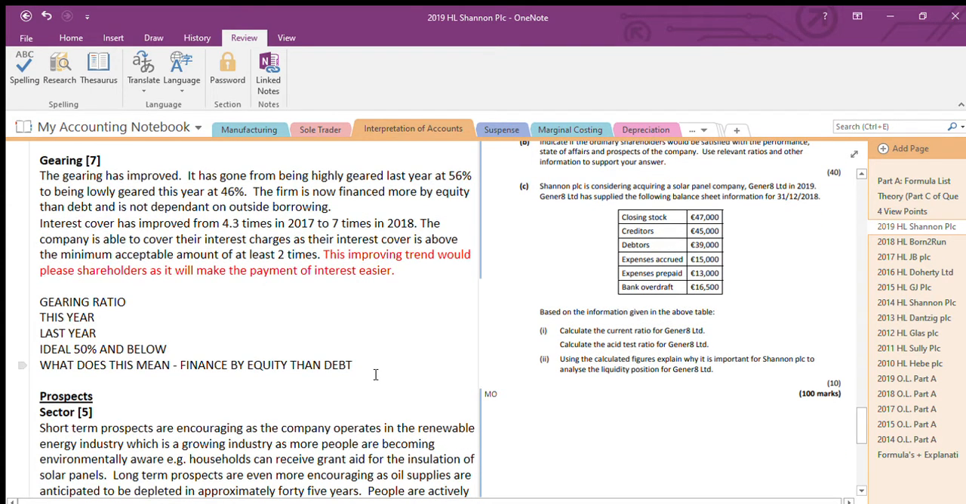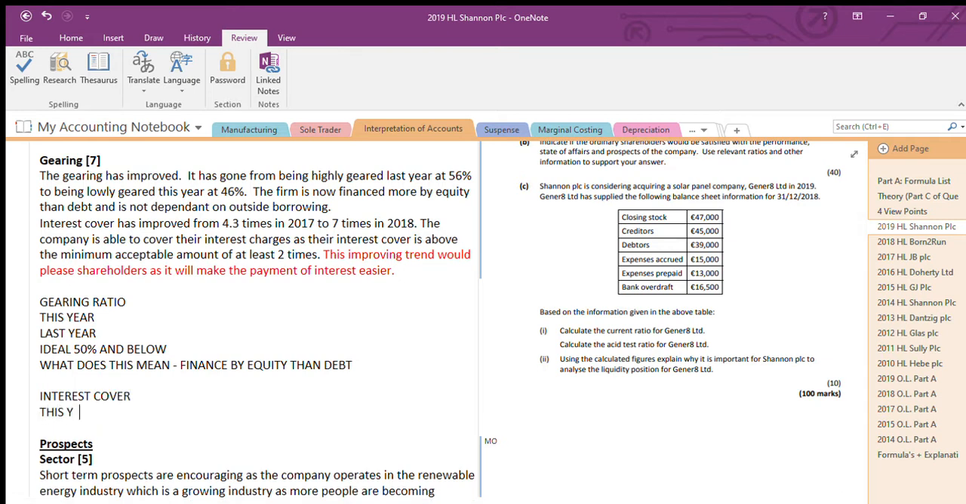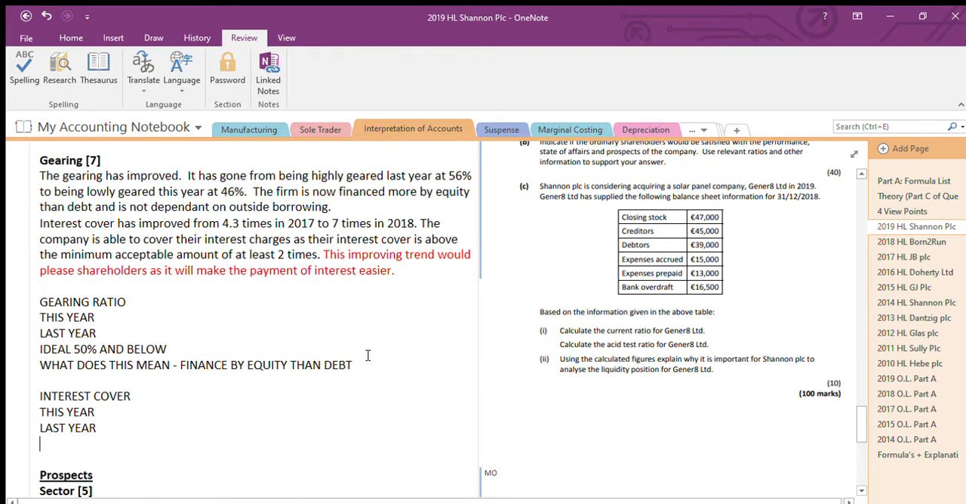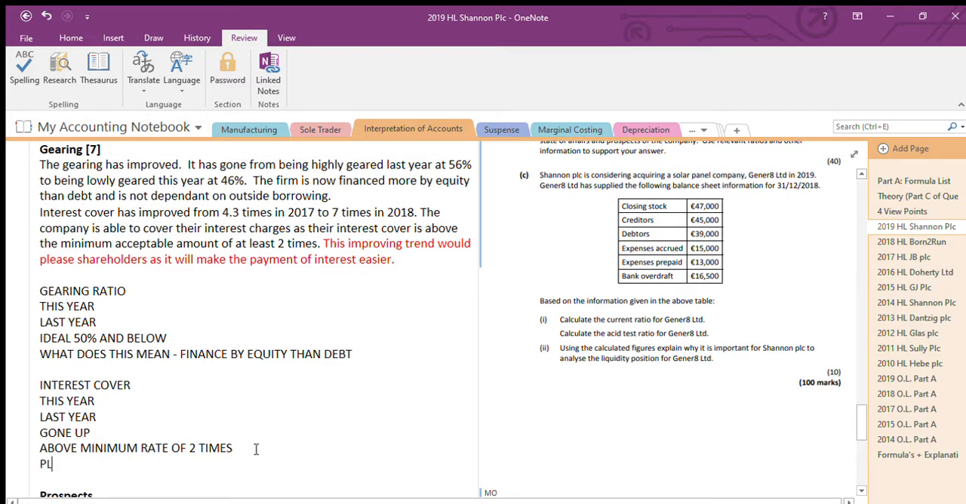So it's always the same, we're always doing the same thing. Interest cover, what have I talked about? I did this year, I did last year. I stated that it's gone up or down, depending on what happens in the question. If it's above the minimum acceptable rate of 2 times, you want your profits to be able to at least cover your interest at least 2 times. In this case it's 7, which is brilliant. So improving trend would please shareholders, or whoever you're talking about, bank managers or whatever.